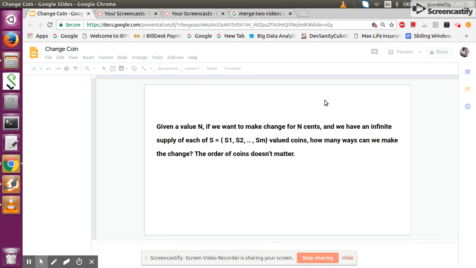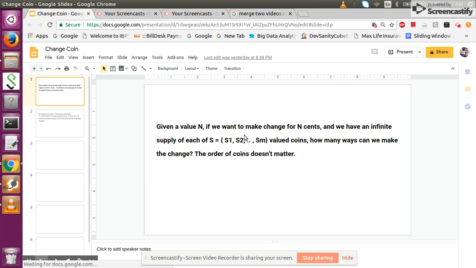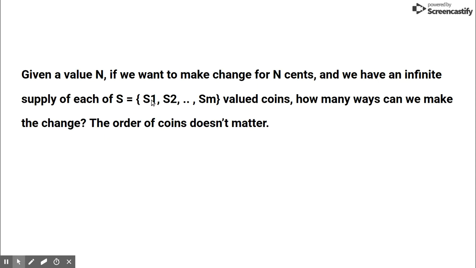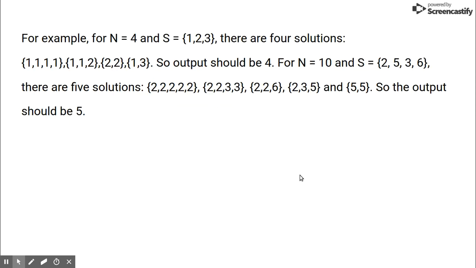Hello guys, today we will learn about an algorithm problem in which we will change one value into a number of different coins. Given a value n, if you want to make change for n cents and you have an infinite supply of each of the coins S1, S2, ..., Sm, how many ways can you make the change? The order of coins does not matter.